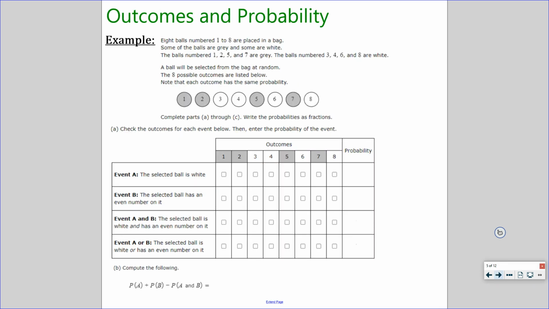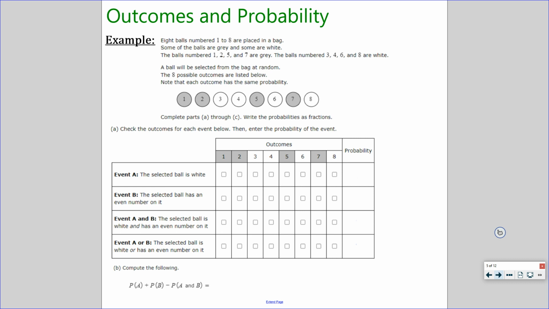So this time we have 8 balls that are numbered 1 to 8 placed in a bag. Some of the balls are gray and some of them are white, as shown. The balls are also numbered. So 1, 2, 5, 7 are my gray, and 3, 4, 6, 8 are the white. A ball will be selected from the bag at random. The 8 possible outcomes are listed below.